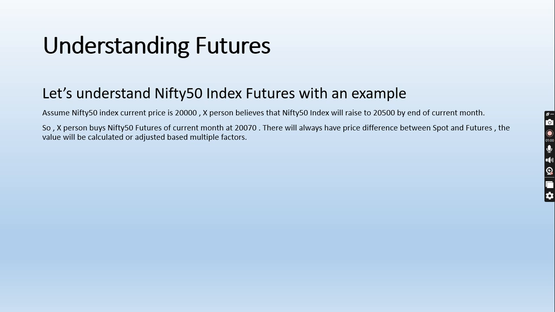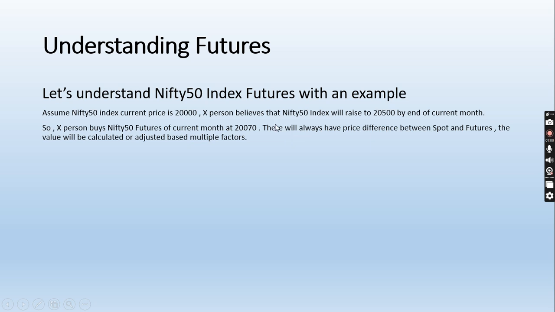If you look at it, the spot price is 20,000 and the futures price is 20,070 rupees. The spot price is nothing but the underlying asset value. For Nifty 50 futures, the spot price is the Nifty 50 index value. The difference is 70 rupees, and since it is higher than the spot price, we call it a premium. So Nifty futures are trading at a premium of 70 rupees over the spot price.